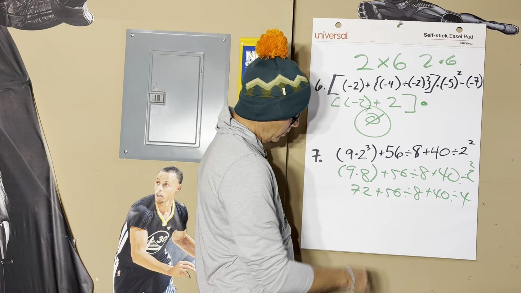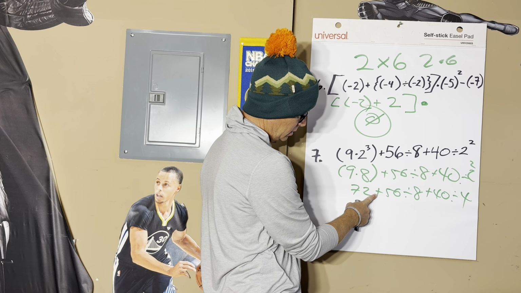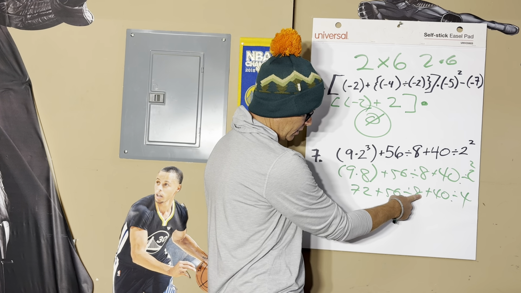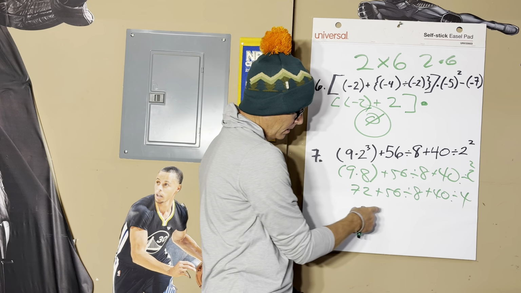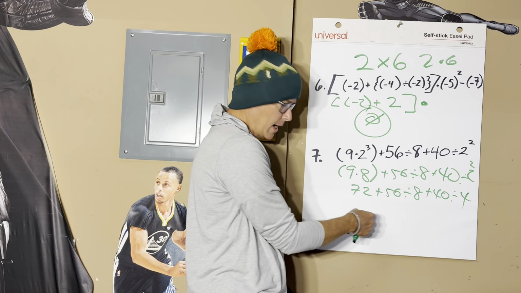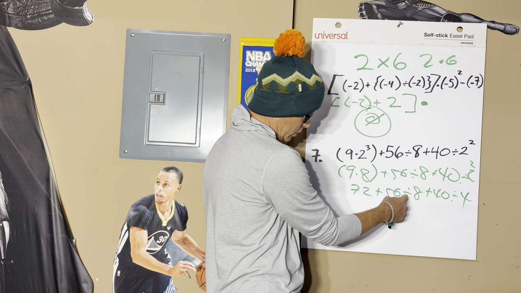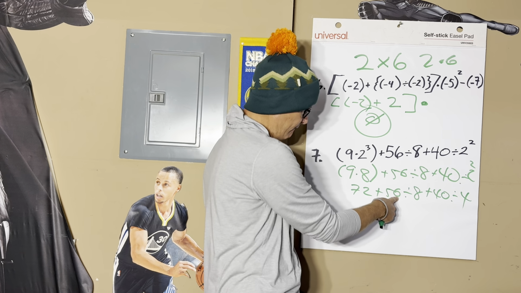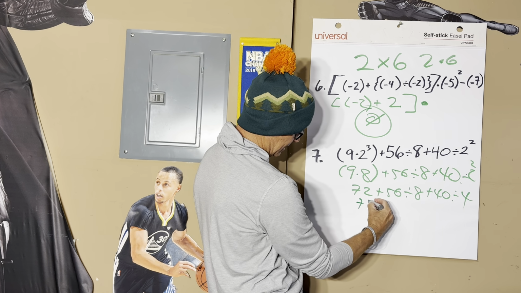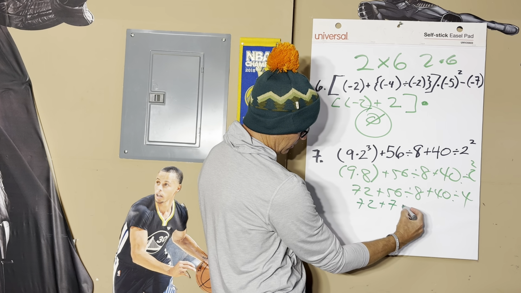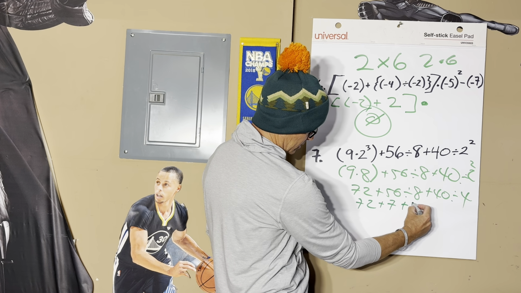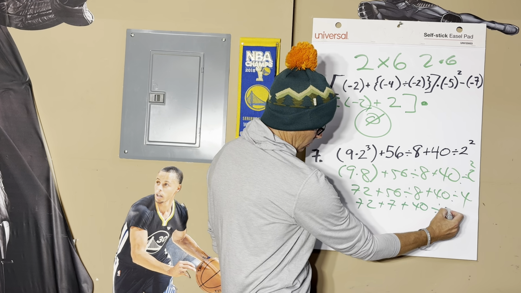Okay. Oh boy. Addition. Division. Addition. Division. Left to right. So we're going to do this division first. 56 divided by 8 is 7. So everything else, you just copy down. You just have to keep your stuff organized.